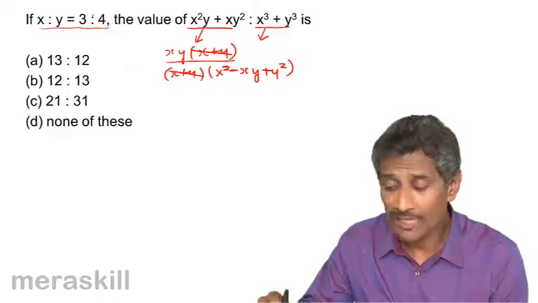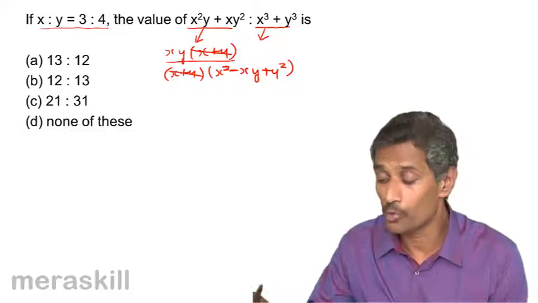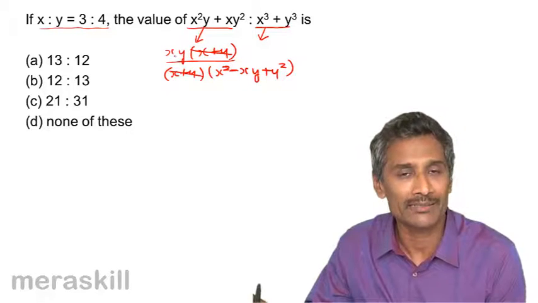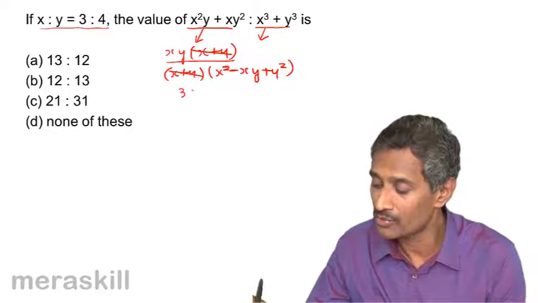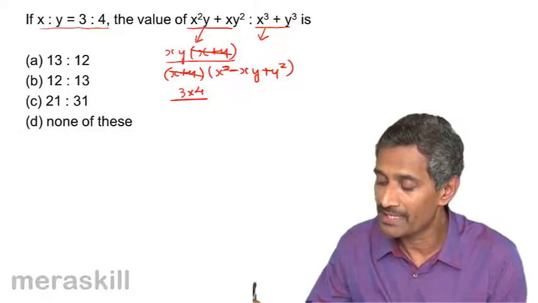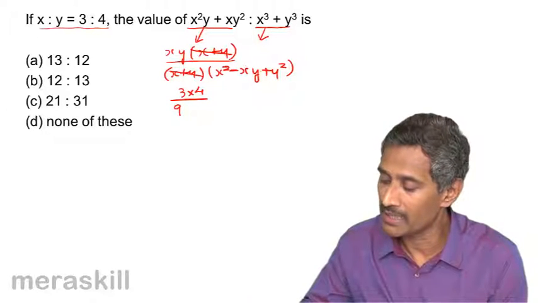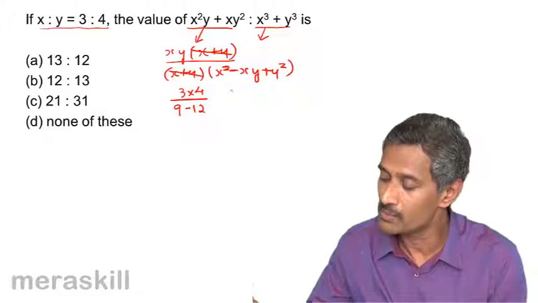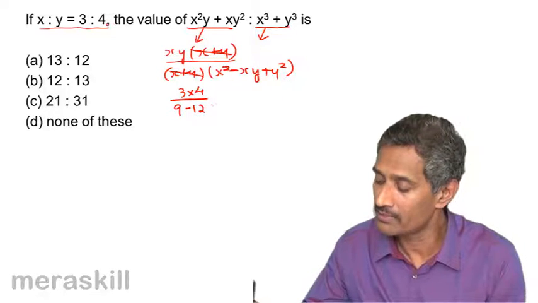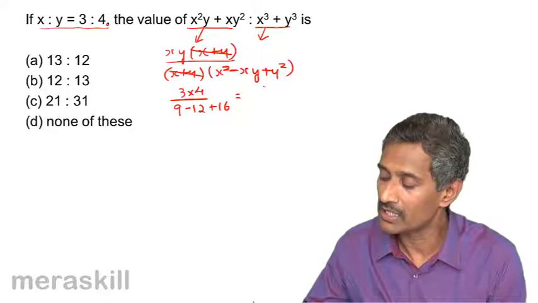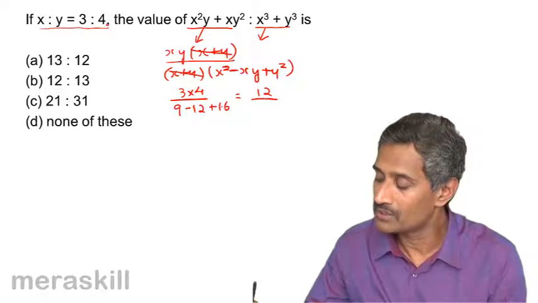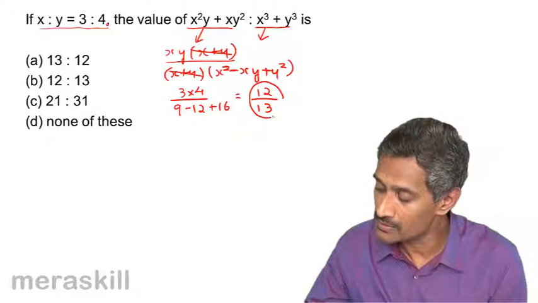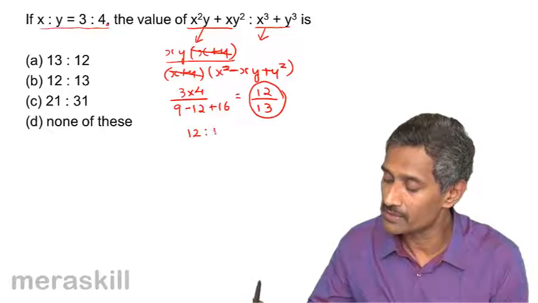Now x is not actually 3 and y is not actually 4, but since we're going to find a ratio from another ratio, we can substitute x as 3 and y as 4. So we get 3 into 4. X square, that is 3 square 9, minus xy, which you calculated here already, which is going to be 12, plus y square, that is 4 square, which is 16. So that gives you 12 upon 16 plus 9, 25 minus 12, 13. So our answer is going to be 12:15.